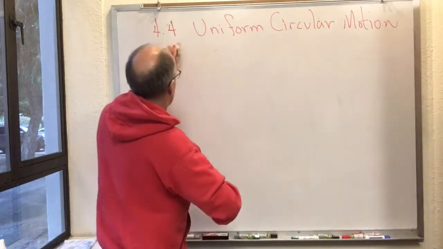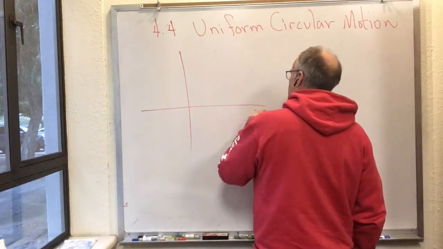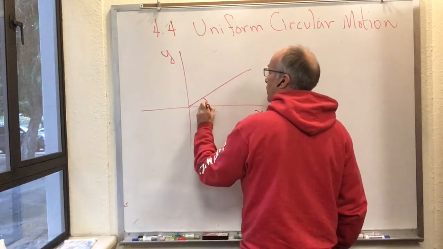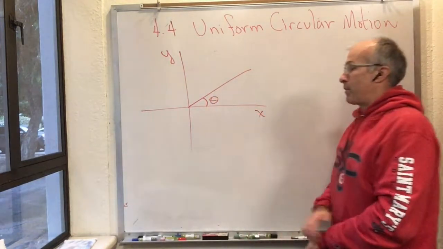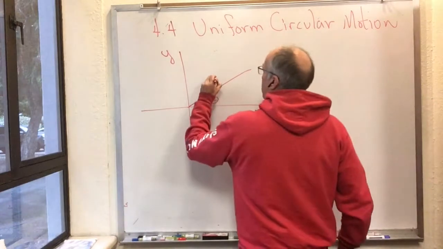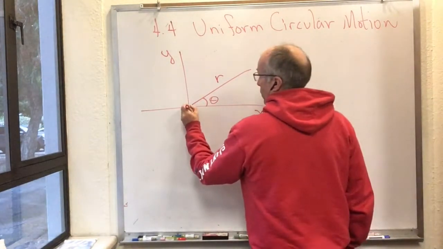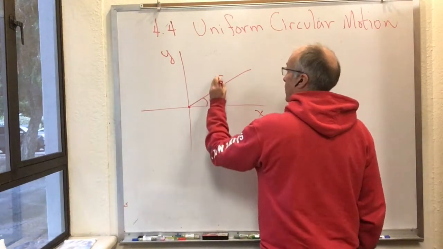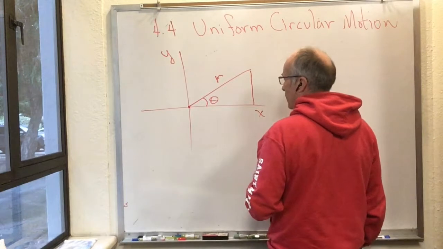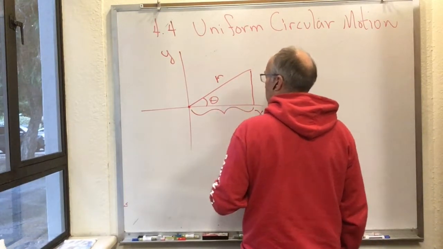The first thing we need to do, as always, to get quantitative, is set up a coordinate system. And just for the moment, I'm going to set up a coordinate system so that theta is measured from the positive x-axis. And this will be r, the radius, to the particle that's going round and round. We have a radius and we have an angle. And from that, it's easy to get the x position.